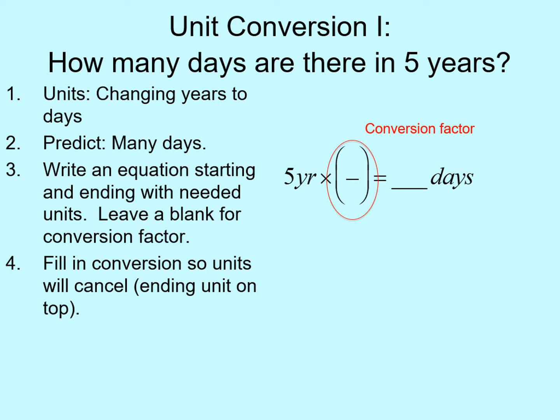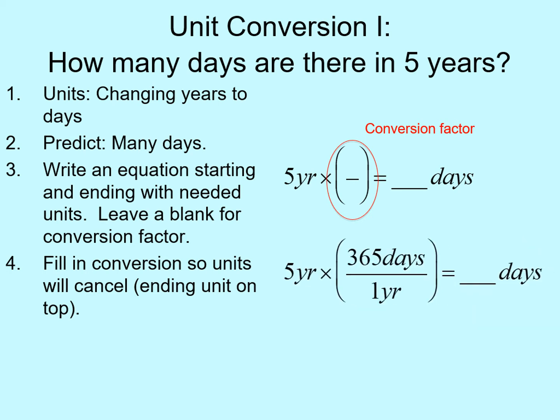Our next step is to fill in the conversion. We know that our conversion formula is 1 year equals 365 days. So those are the quantities that have to fill the top and bottom of our fraction. And we can see that the unit of year will have to go in the bottom, so it can cancel the unit from the term 5 years. That tells you that 365 days has to go on the top of the conversion factor.